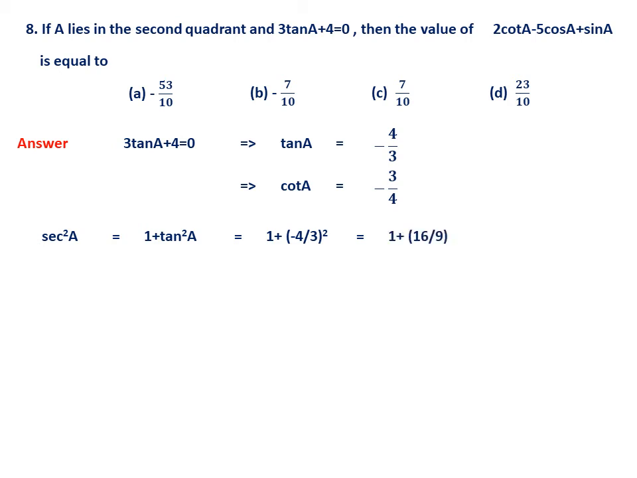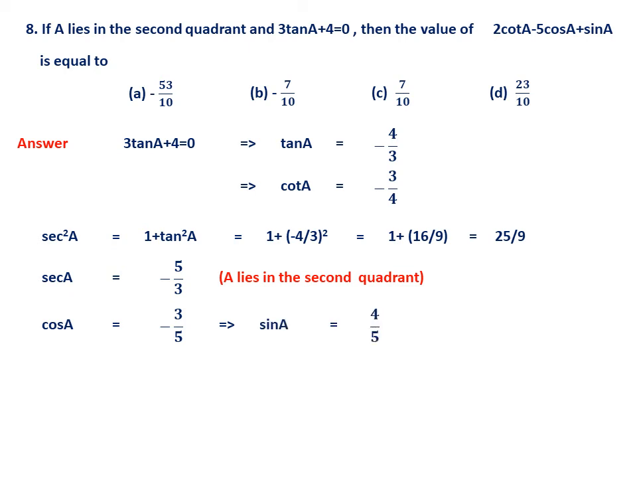So simplify, you get 1 plus 16 by 9, that is equal to 25 by 9, secant square A. Therefore, definitely secant A is minus 5 by 3. Very important, because A is in the second quadrant. That is very important. A lies in the second quadrant, so it is minus. Then cos A will therefore be equal to minus 3 by 5. Once you know cos A equal to minus 3 by 5, definitely you can say sin A equal to 4 by 5, Pythagoras triangle.